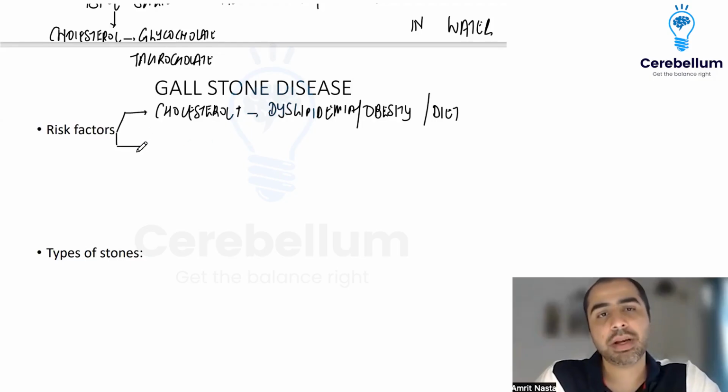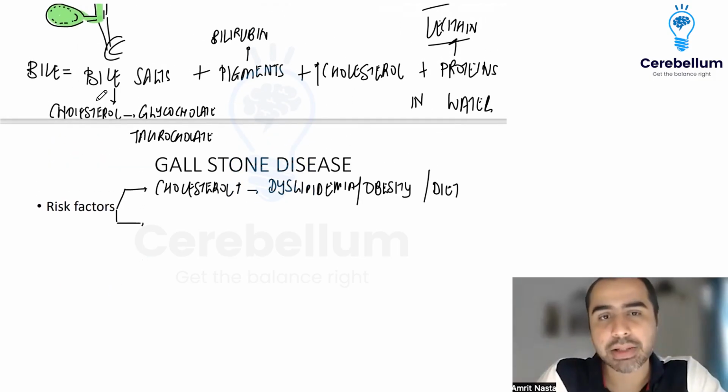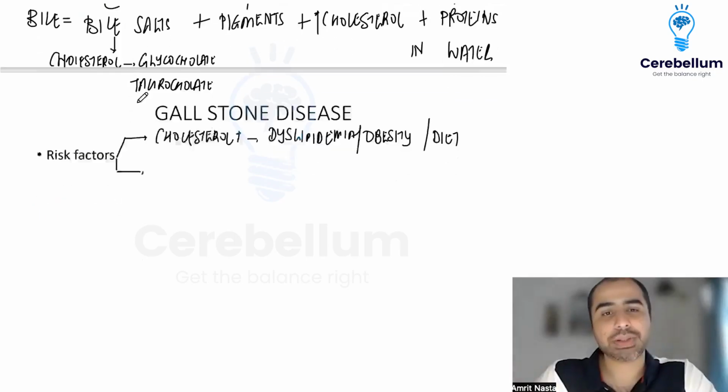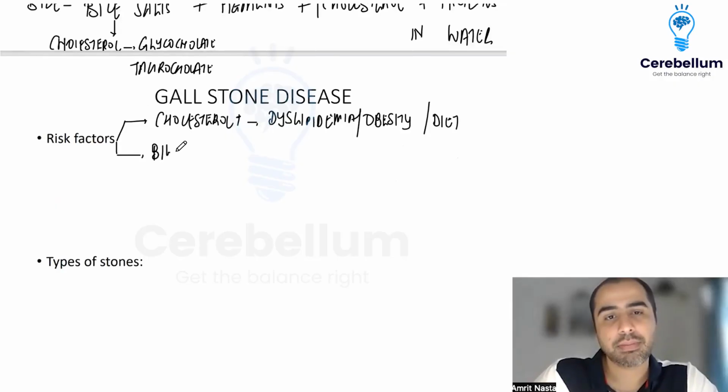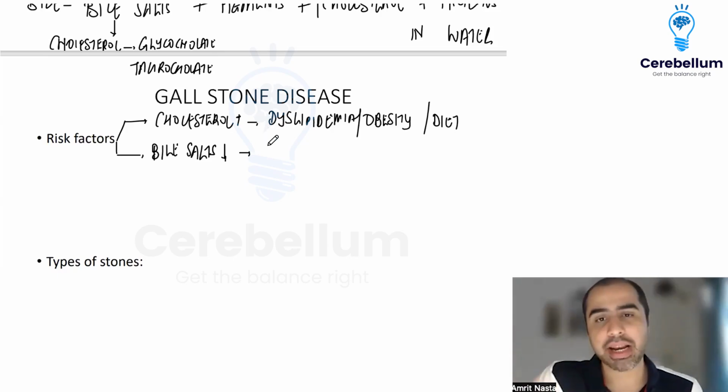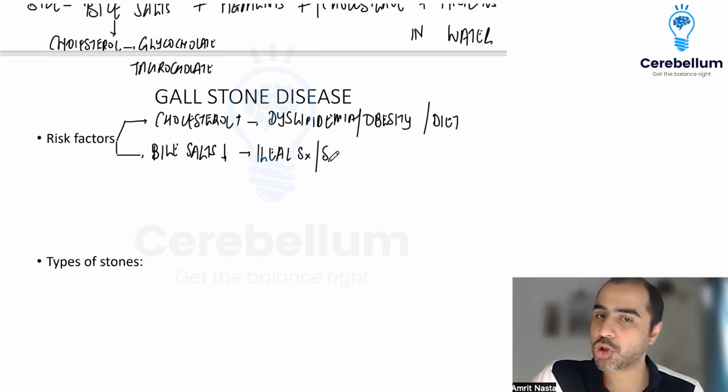The other part is that cholesterol is kept dissolved by bile salts. They form those micelles. If bile salts reduce, then also you will get stones. Why will bile salts reduce? How will bile salts decrease? The ileum. Bile salts get absorbed in the ileum. So whenever there are ileal surgeries, any surgery where the ileum was resected, or if the person has short bowel syndrome, or in people who do crash dieting.